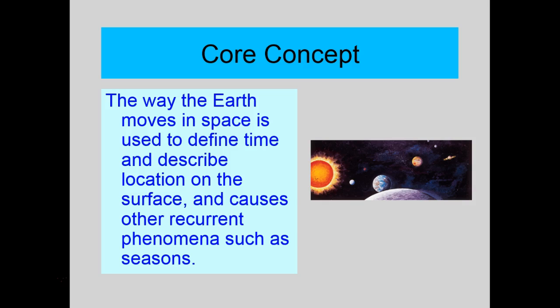The core concept here, found on page 407, is the way the Earth moves in space is used to define time and describe location on the surface, and causes other recurrent phenomena such as the seasons. We get time of day, we get time of year, we get seasons, we get other issues like this.